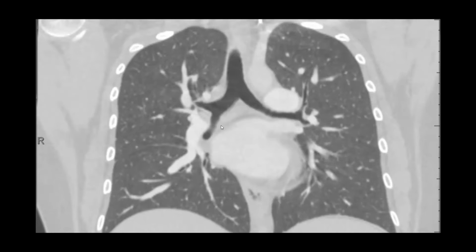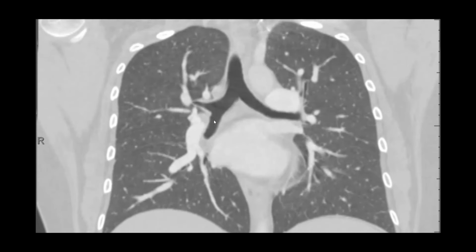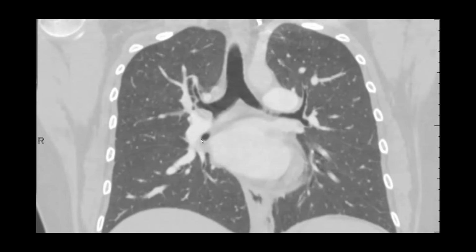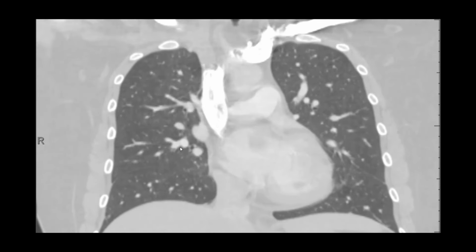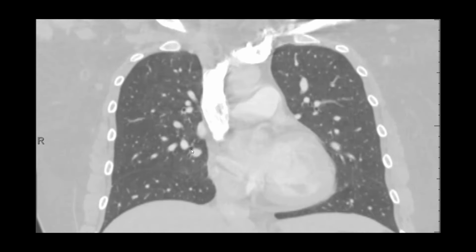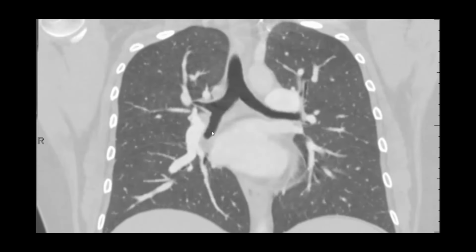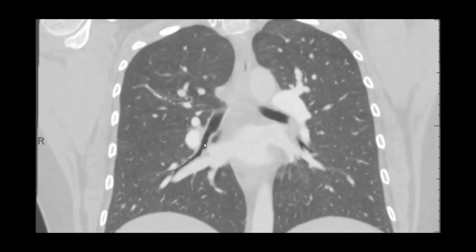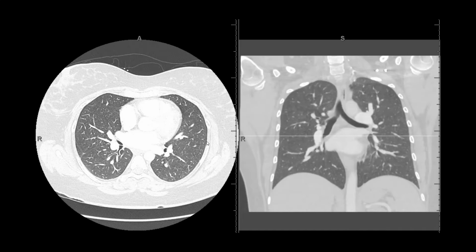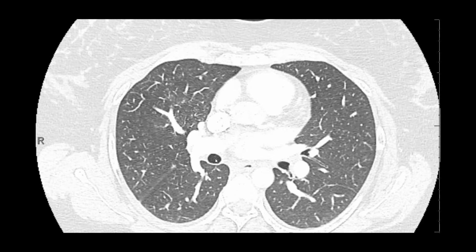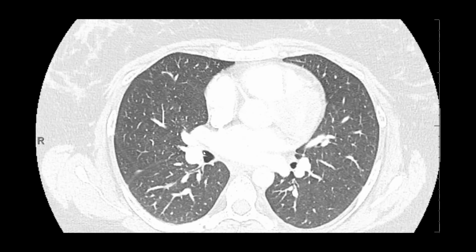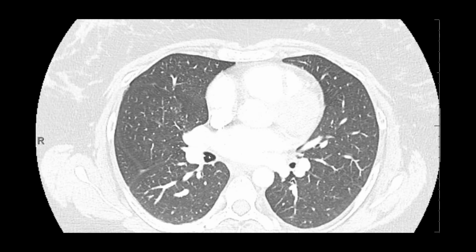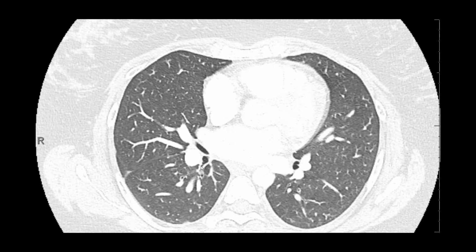Now let's take a look at that on the coronal. Here's the bronchus intermedius, and because of the way they split, the right middle lobe bronchus is going to come anteriorly, but as you scroll posteriorly, the right lower lobe bronchus is going to come off. So it's a little easier to see in the axial plane. Bronchus intermedius, right middle, and then right lower lobe bronchi.